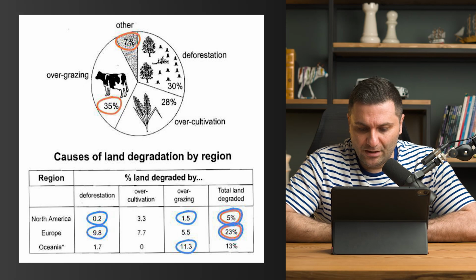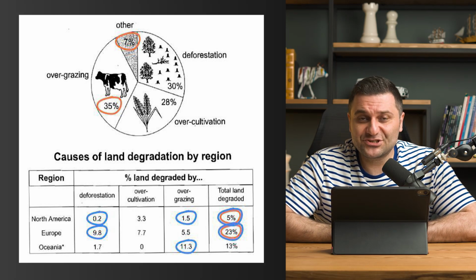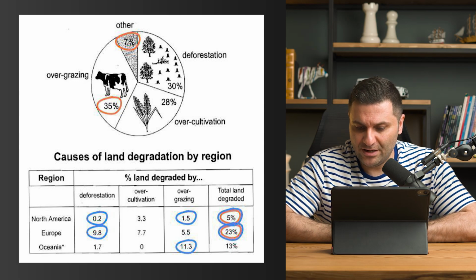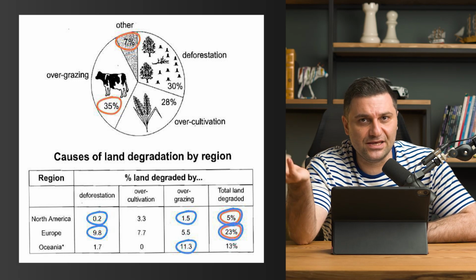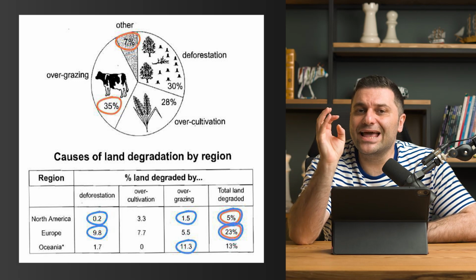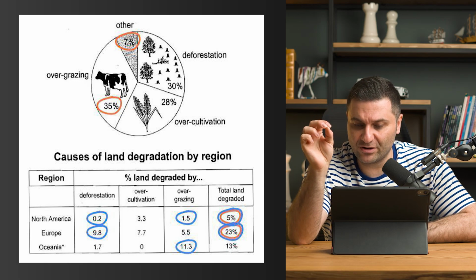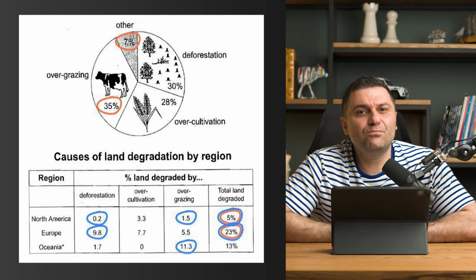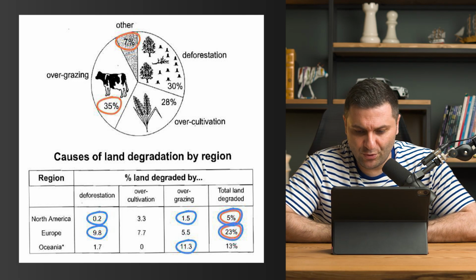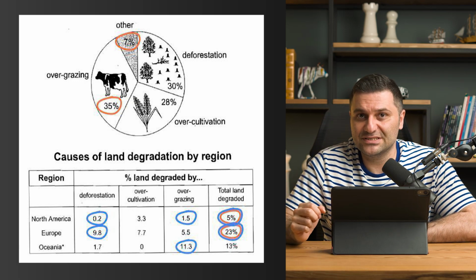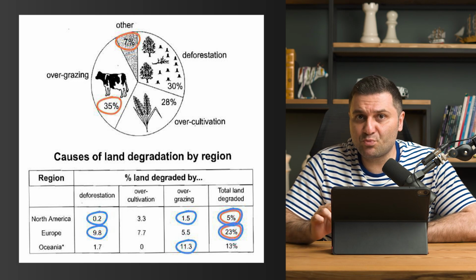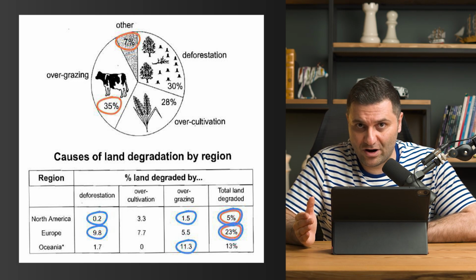So take a look at this mixed chart. We have a pie chart and a table. So what do we do here? How to know which information is key? The first is highest and lowest point, as I've circled with red color. In the pie chart, the lowest point is the other, which is 7%, and the highest point is overgrazing.